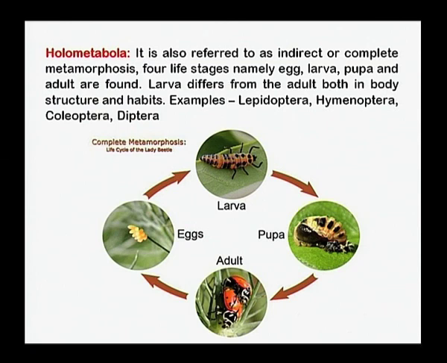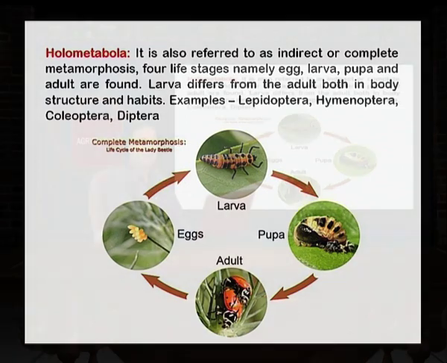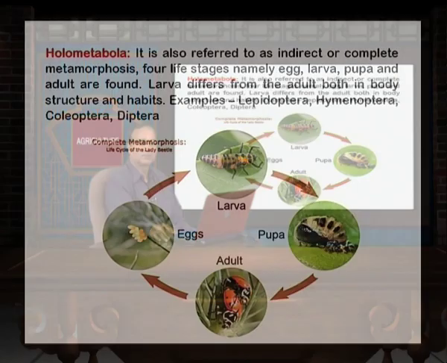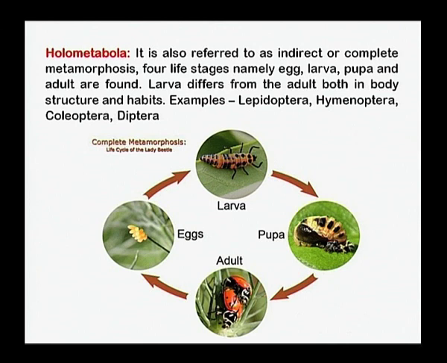Lastly, we shall discuss the holometabolous type of metamorphosis. Holo means full or complete. It means all the 4 stages of the insect life, that is the egg, larva, pupa and adult, should be present in such type of metamorphosis. This type of metamorphosis is also called indirect or complete metamorphosis. Larvae differ from the adult both in body structure and habitat. It means the larva may feed on leaves, but the adults of such type of insects may not feed on the leaves or the plant parts.